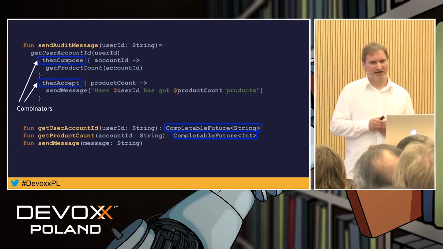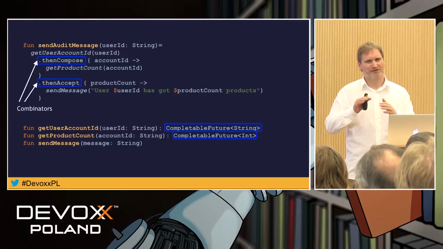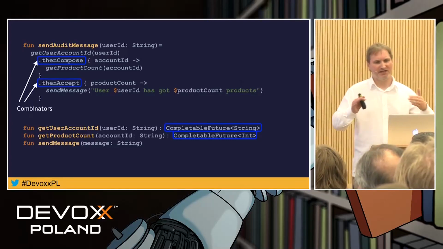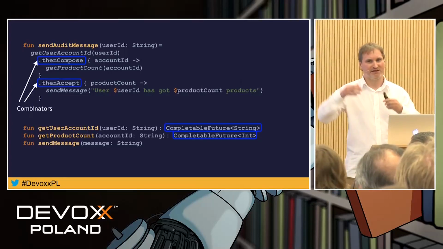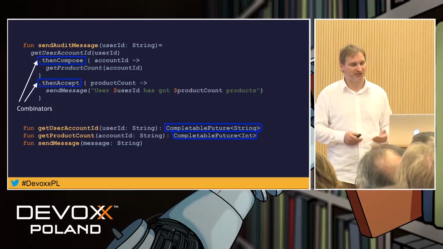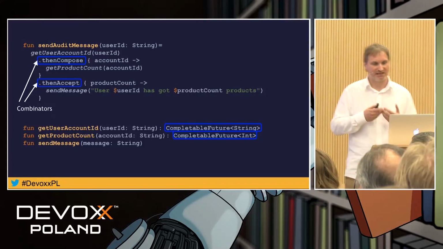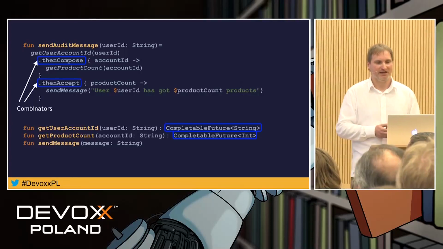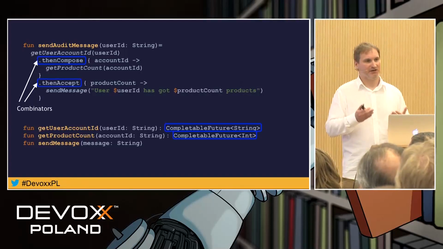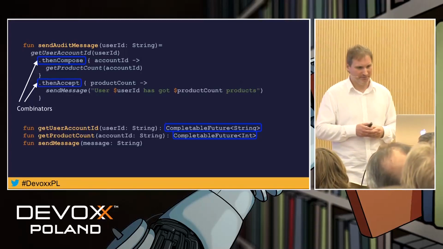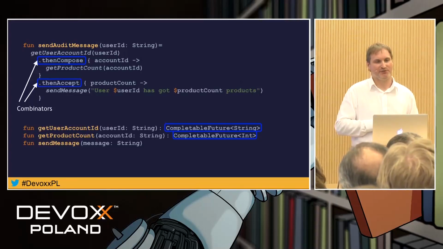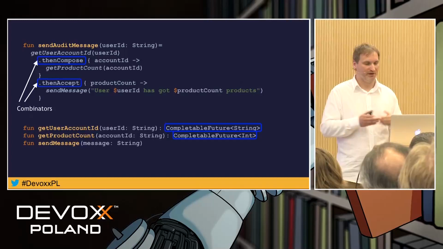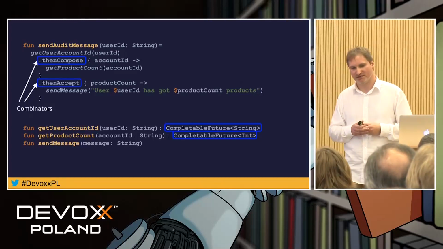The other problem is that now our code doesn't really look as nice as it did before with regular code, because here we mix two things. We mix the business logic, which is these functions, getUserAccountId, getProductCount, and sendMessage, with infrastructure logic, so with these combinators. And this makes our code less readable. So it would be nice if we were able to write simple code like the one that we've seen at the beginning of the presentation.